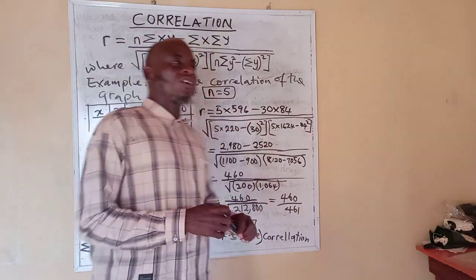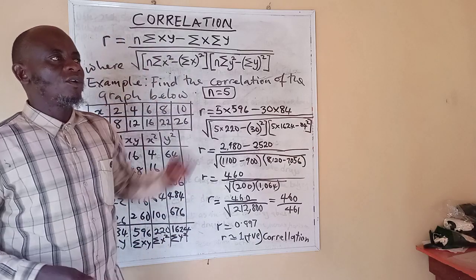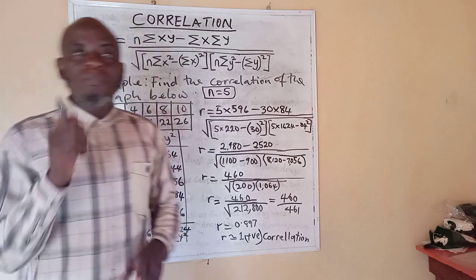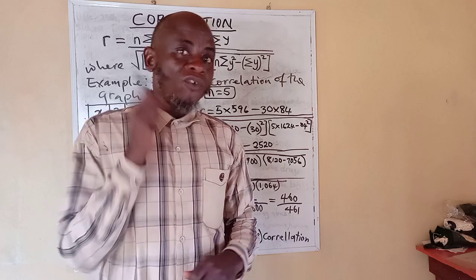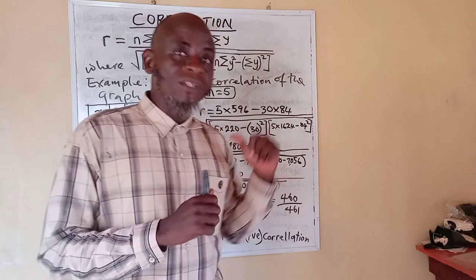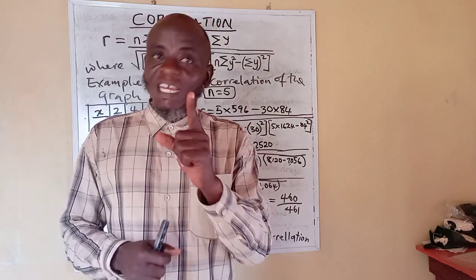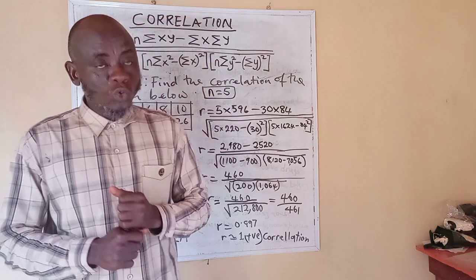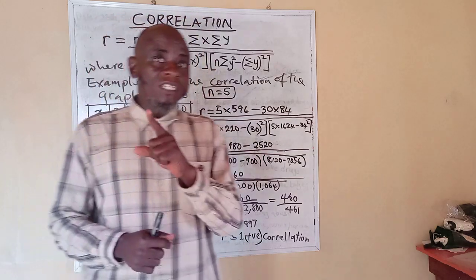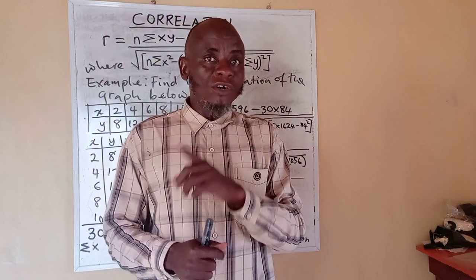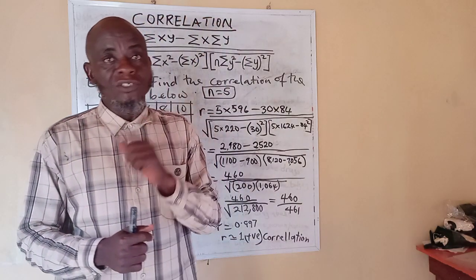So the topic before us today is correlation. This topic is very important. Before I go forward, let me emphasize the importance of this topic, most especially for science students in schools and the 100 level or the JAMBite in the 100 level in universities.